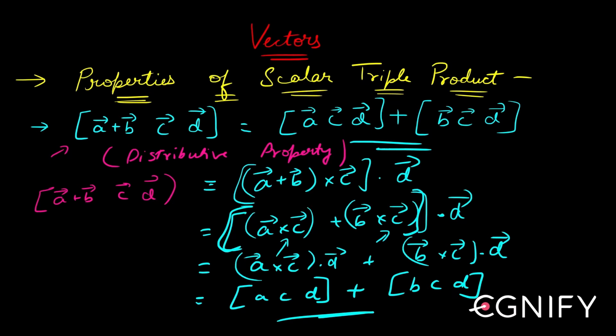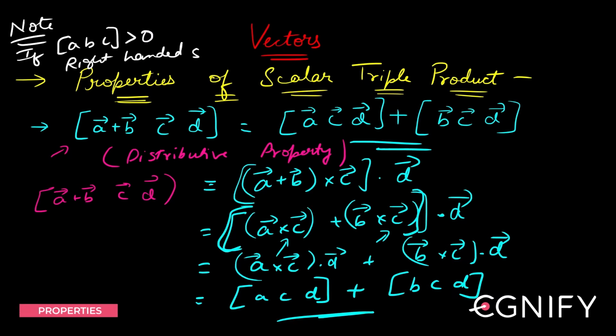I would also like to give you an interesting note here, useful from the exam point of view. If your box ABC is greater than 0, then it is called a right-handed system.